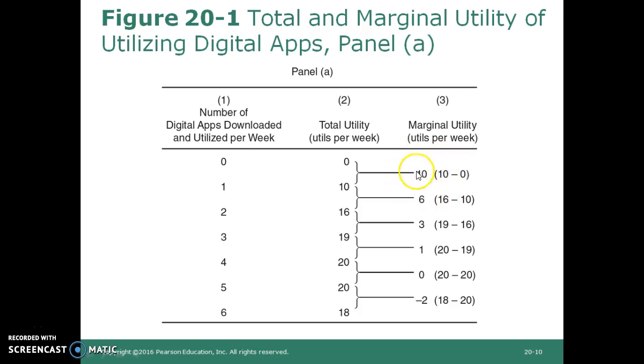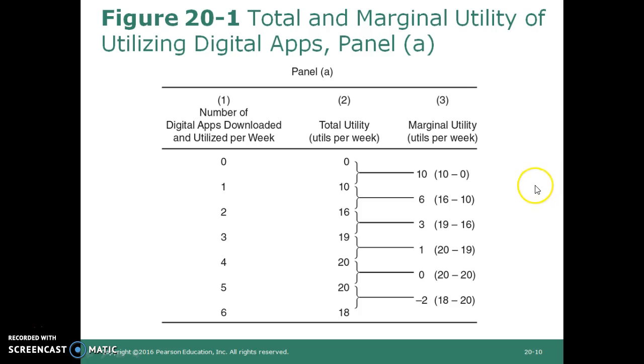That's the additional satisfaction. We download 2, we get a total of 16 utils. For the second download, we get 6 utils of satisfaction. So 10 plus 6 gives us 16. We consume 3, we get 19, we get 3 from the third one. 4, we get a total of 20, we get 1 from that one. 5, we get 20, we get 0. 6, we get 18, we get negative 2.